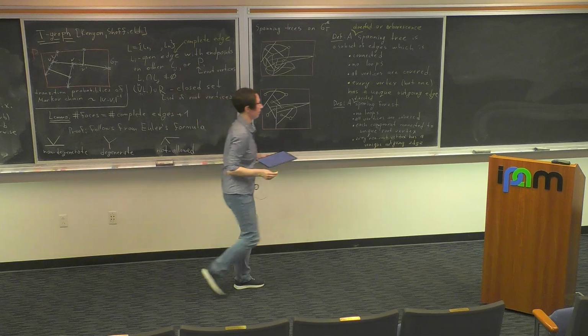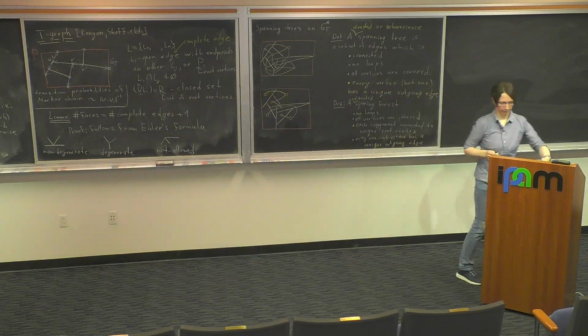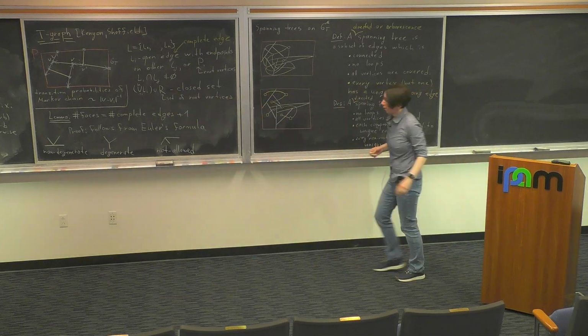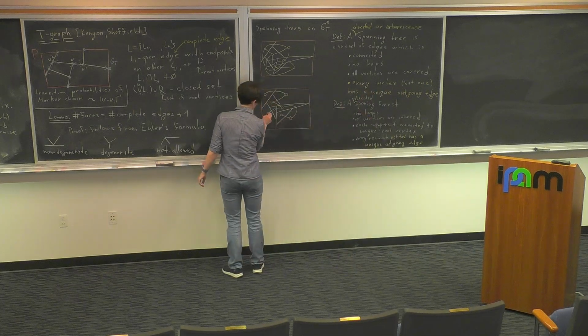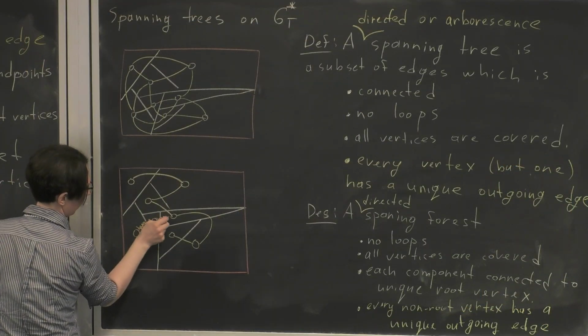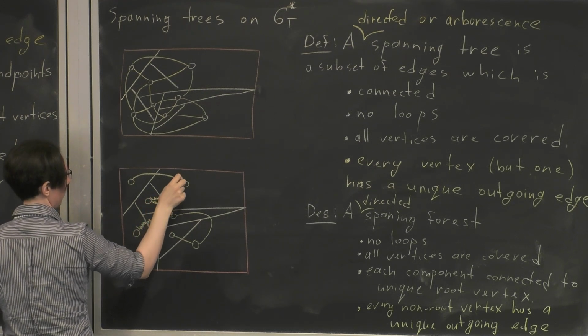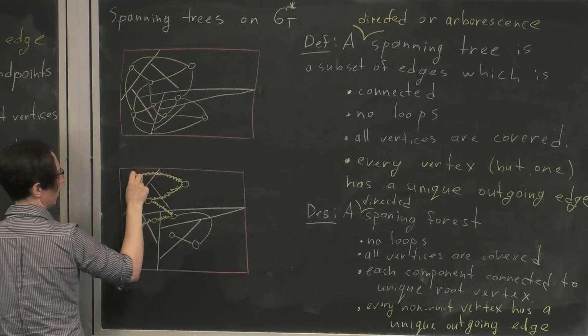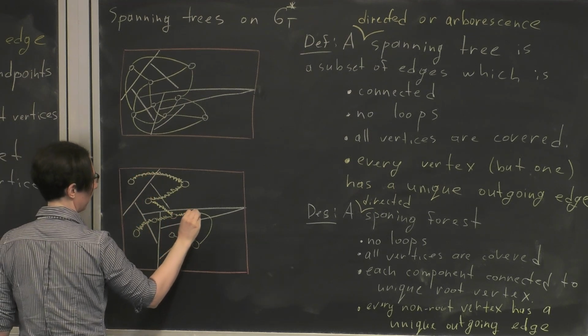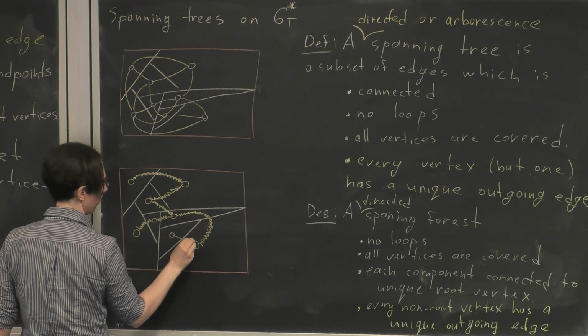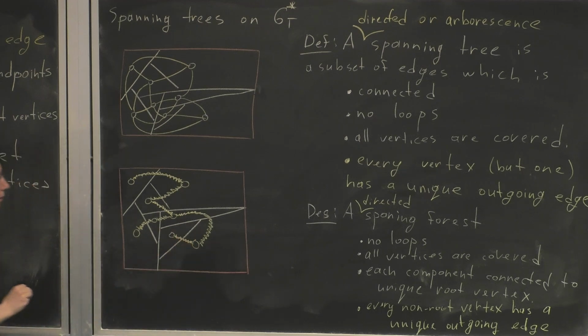Something like that. I hope that yellow is distinguished from white. You can see it. So this is a tree on the dual graph.